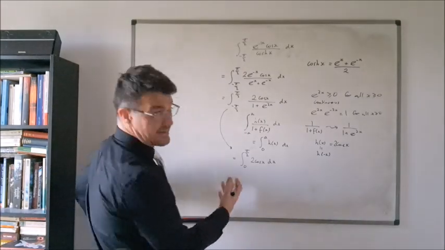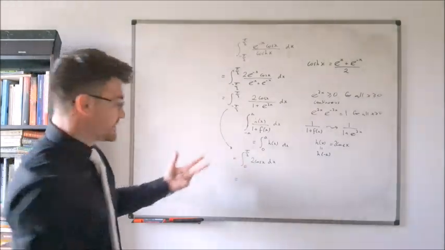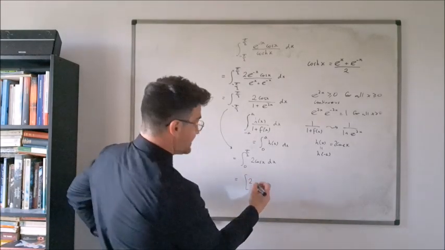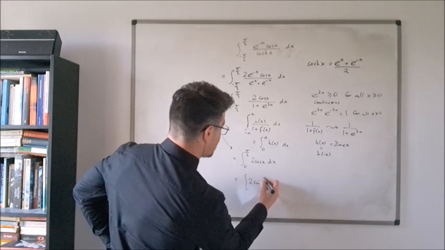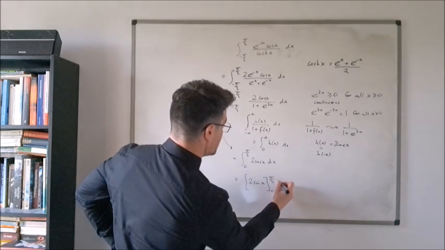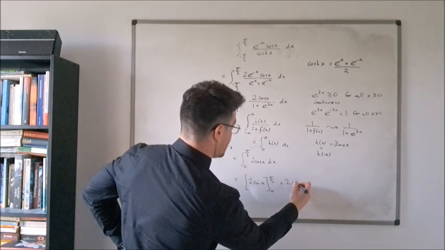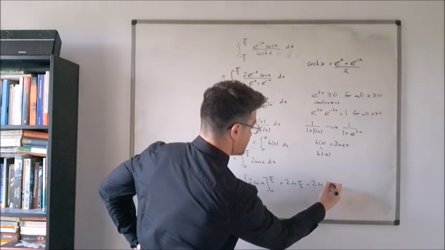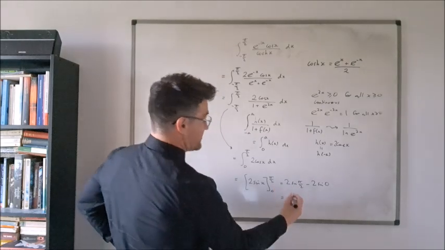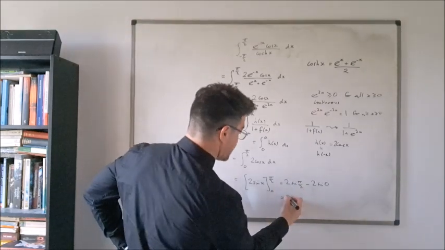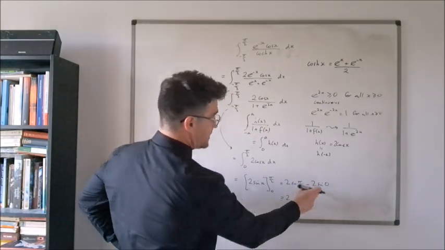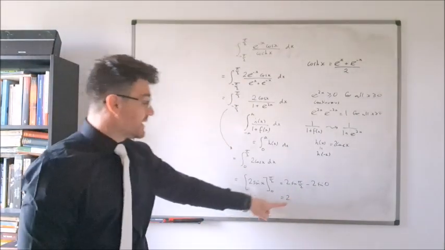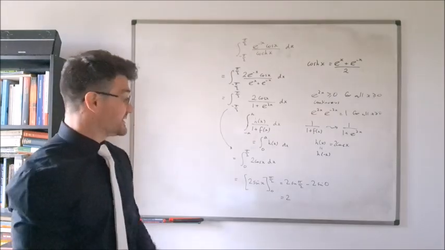Which is equal to, and this is straightforward, right? Integral of 2 cos x, no problem. So it's going to be twice sine x between 0 and pi by 2, which is just going to be twice sine pi by 2 minus twice sine 0. Twice sine pi by 2 is just 2, and sine 0 is 0, so it's just going to be equal to 2. So the value of this integral, the exact value, is just 2. And it's as simple as that.